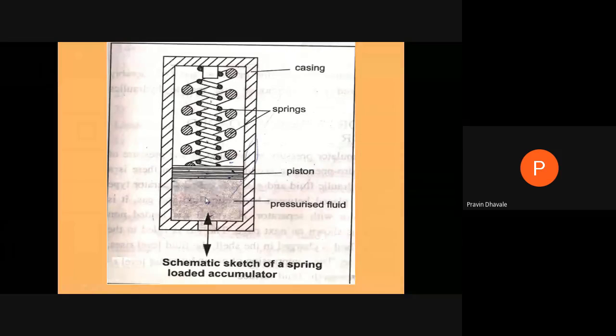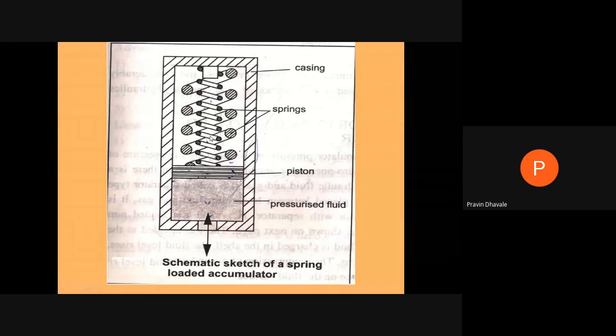And because of the spring tension, the pressure on the fluid will go on increasing. So this is the spring loaded accumulator. Are you getting? Spring loaded accumulator. Here, what we are changing is that instead of a dead weight ram type provision, it will be replaced by using this spring.